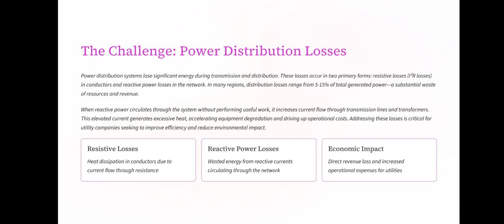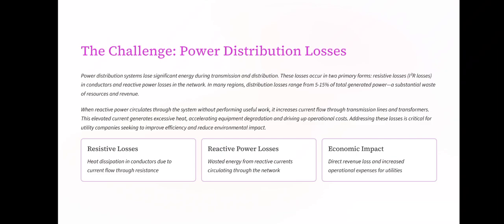In many regions, distribution losses range from 5 to 15% of total generated power, a significant waste of resources and revenue. When reactive power circulates through the system without performing useful work, it increases current flow through transmission lines and transformers. This elevated current generates excessive heat, accelerating equipment degradation and driving up operational cost. Addressing these losses is critical for utility companies seeking to improve efficiency and reduce environmental impact.